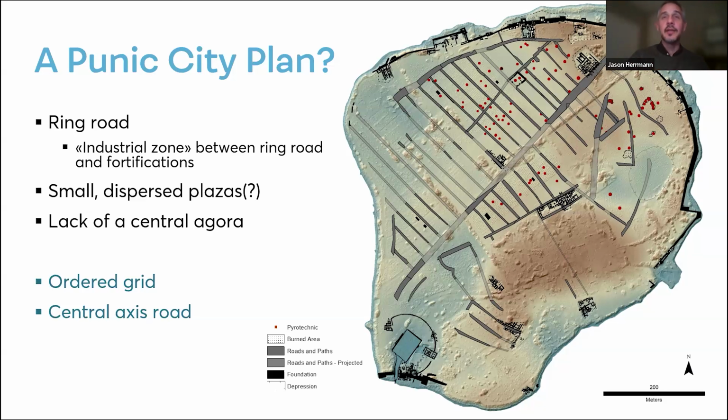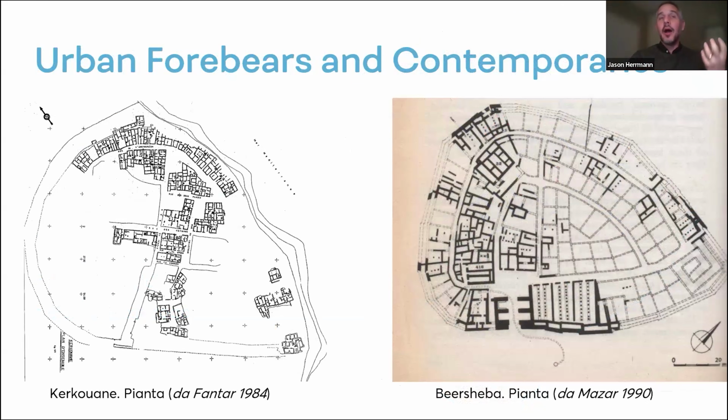So what does this mean? This means that first we want to connect it to some of the Punic sites. Kerkuan is one of the few preserved Punic cities in northern Africa, in modern-day Tunisia, near the coast, which kind of resembles Motya in its plan.